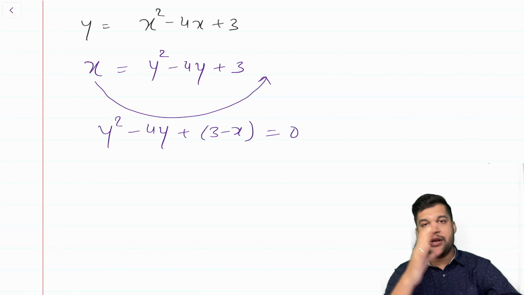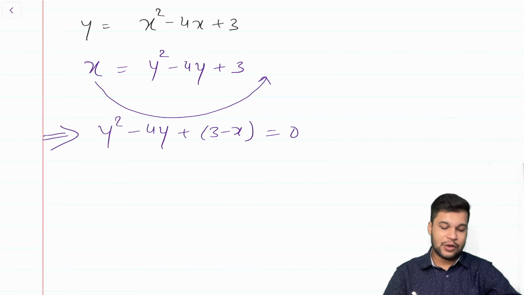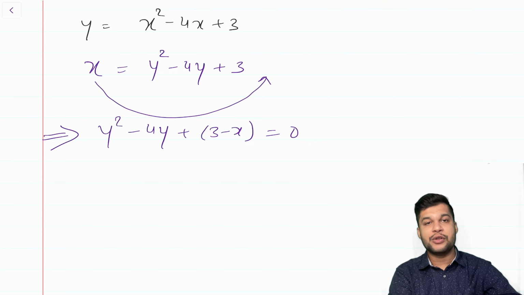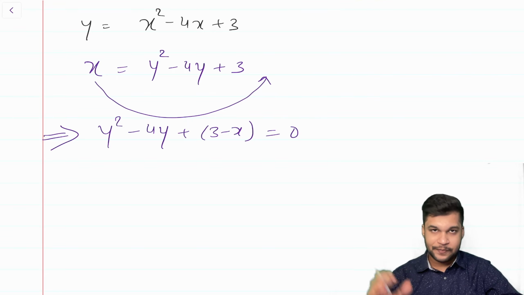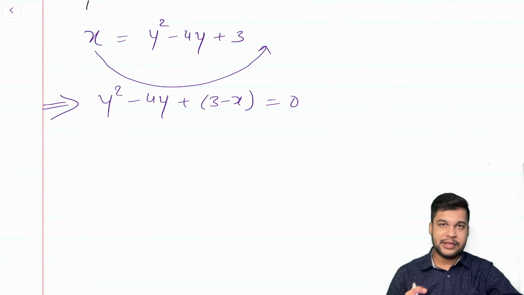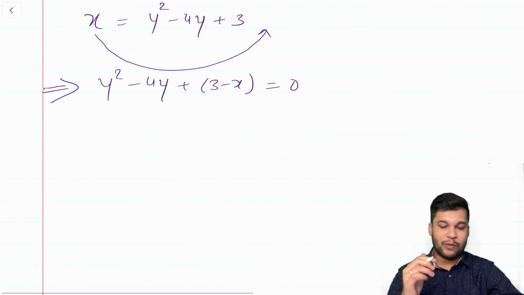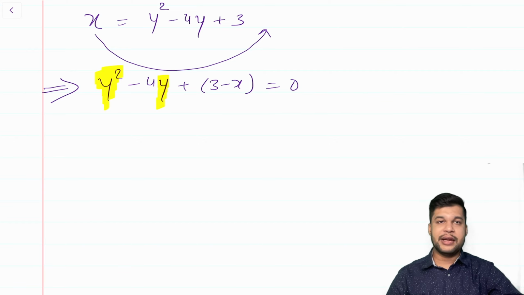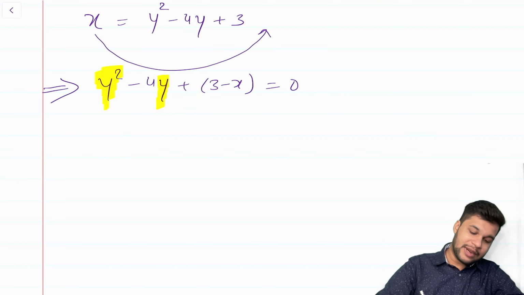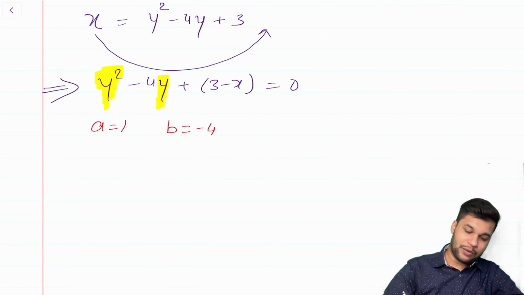So I have shifted x to the right and I rewrote the equation like this. Even if you write it like 0 equal to y square minus 4y plus 3 minus x, it will be the same thing, right? I have changed the arrangement. So this is how it looks like. So what happens? Now I have to find the value of y, right? If you observe, you have a quadratic in terms of y, where a is 1, b is negative 4, and c is 3 minus x.